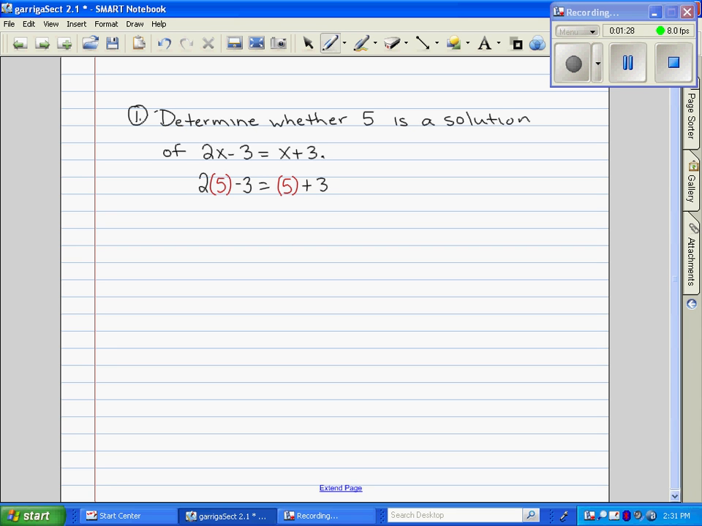And now we simplify the left side. 2 times 5 is 10. Bring down minus 3. And 5 plus 3 is 8. 10 minus 3 is 7. This is a false statement. And since this is a false statement, we would say 5 is not a solution to this given equation.